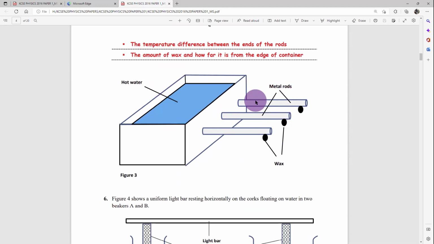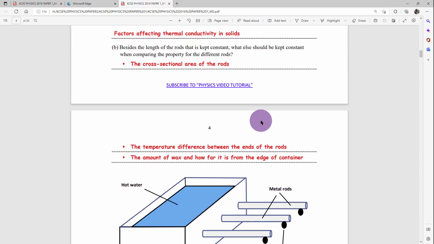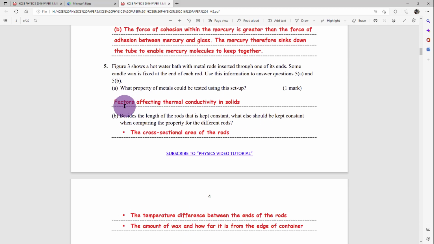Of course, this one is conductivity, heat conductivity in solids, or factors which affect heat conductivity in solids. So that is the property that is being investigated, because they have asked us to state the property of metals which could be tested using this setup. We are looking at thermal conductivity and of course factors affecting thermal conductivity in solids.